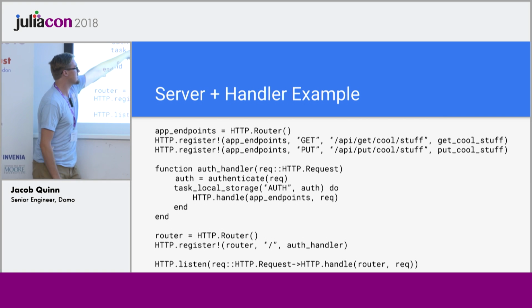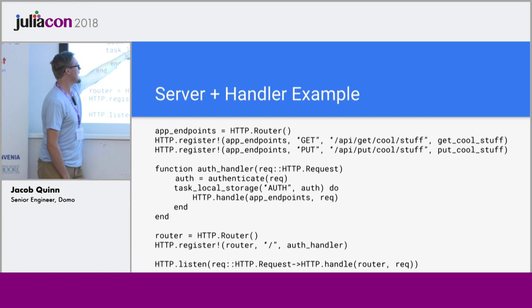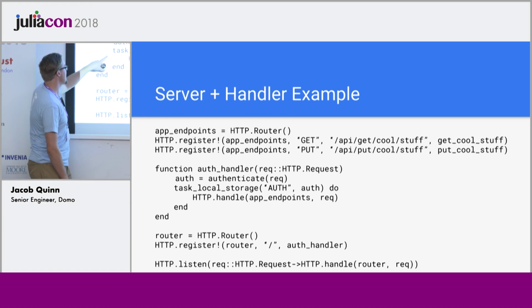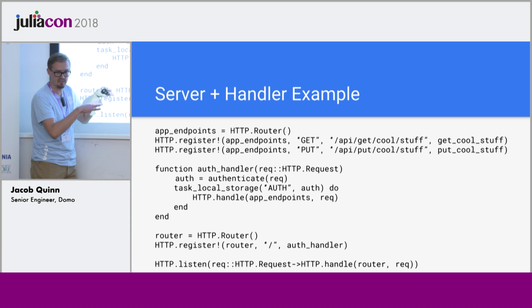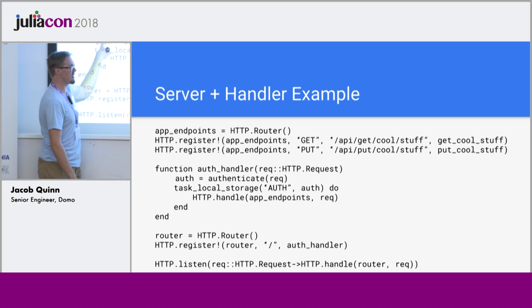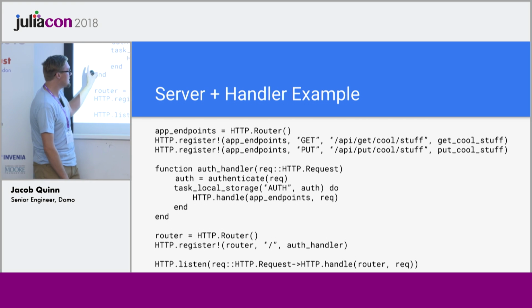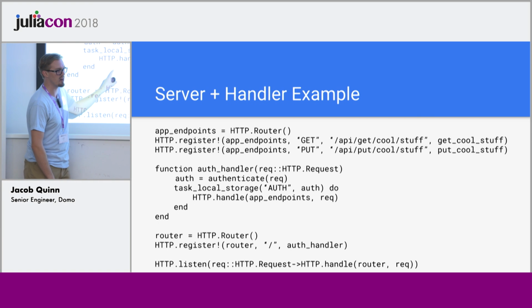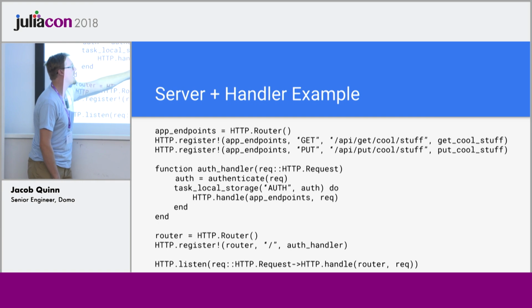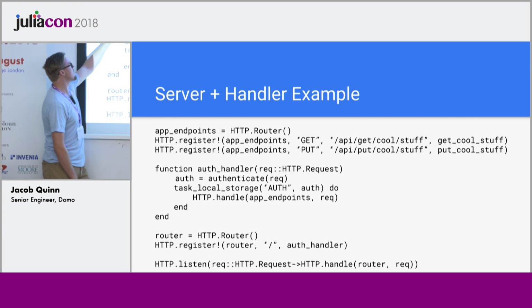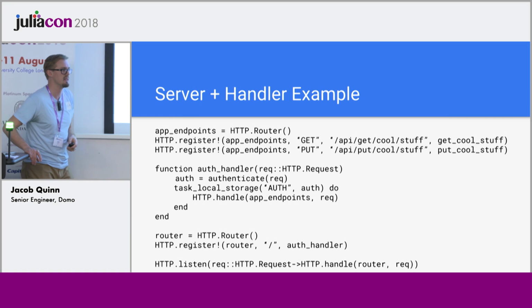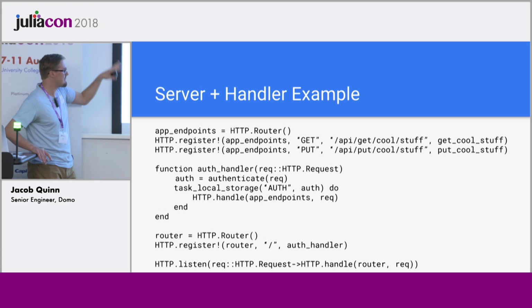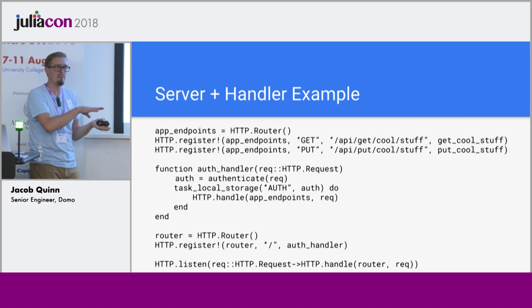So this authentication handler gets called with the request. I can say, hey, go authenticate this request. And then I can, in this case, I'm storing it in a local context. Okay? In task local storage, I'm storing this authentication thing I get back. And then what I'm doing is I'm passing this request on to another layer. I'm passing it on to my application router. So then it can take it and handle, getting the cool stuff or putting the cool stuff and all that kind of stuff. So that's a quick example of kind of how easy it is to spin up a quick web app server that can respond to requests and do certain things.